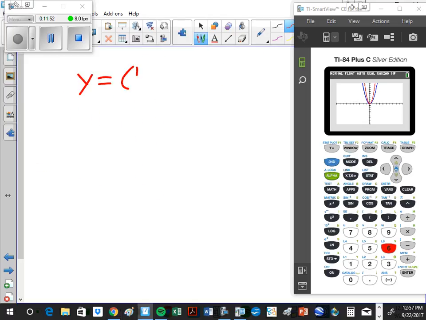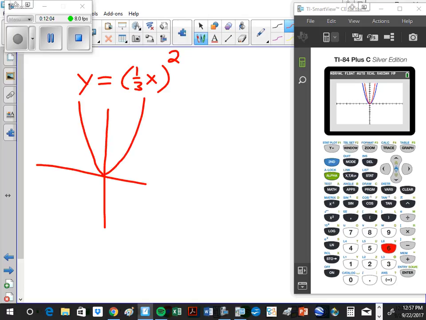All right, what about this? Y equals 1/3 x quantity squared. What's going to happen with that graph? It's going to be 3 times wider. So if I took my original parabola and I measured this distance, then I measure that distance out 2 more times. So 1, 2, 3, 1, 2, 3, and I start connecting dots, and I end up with a parabola that's wider.